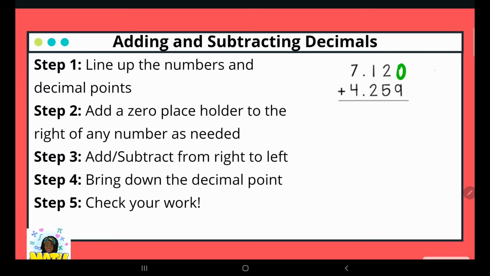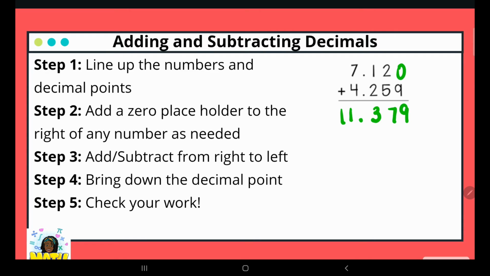Once you've done that, you're going to add or subtract from right to left, just like you normally would. So 0 plus 9 is 9, 2 plus 5 is 7, 1 plus 2 is 3, 7 plus 4 is 11. Now the decimal point falls directly between the 11 and the 3, so we want to bring that down so that it lines up perfectly with the 2 existing decimal points, for a final answer of 11.379.